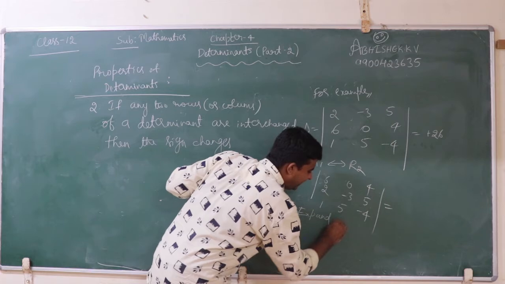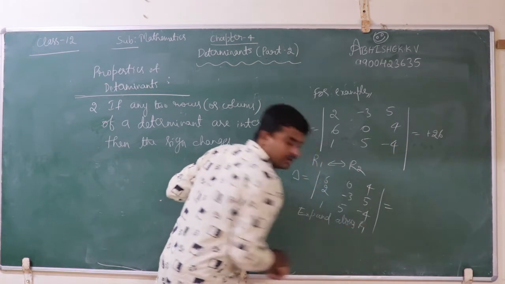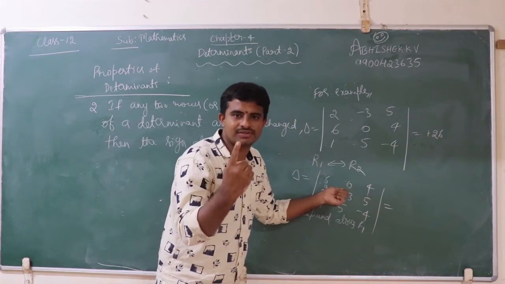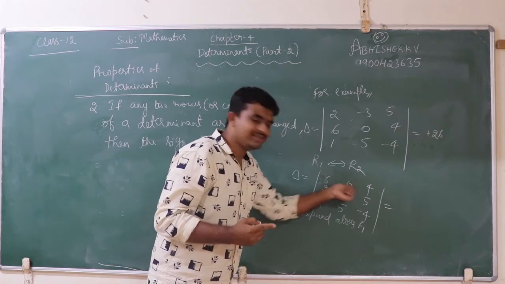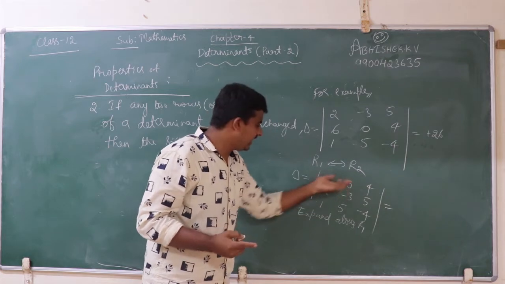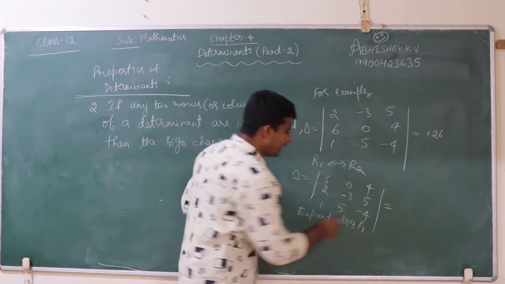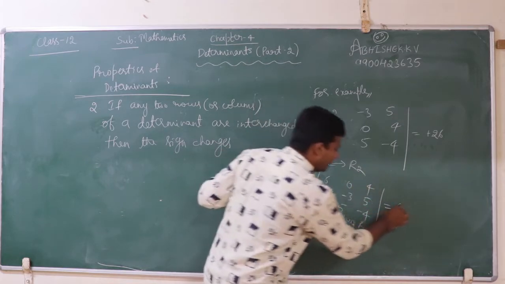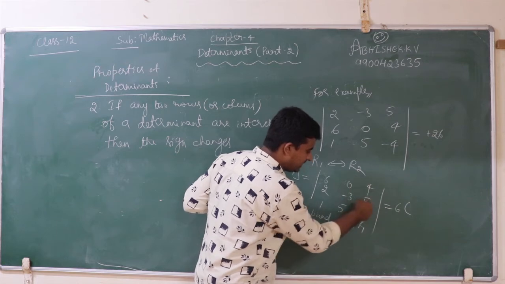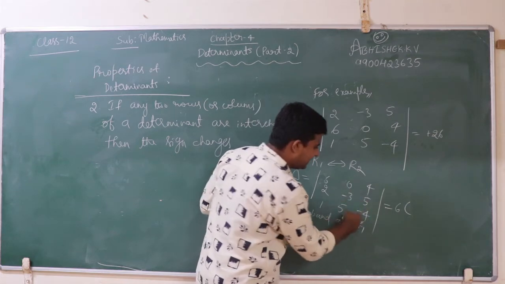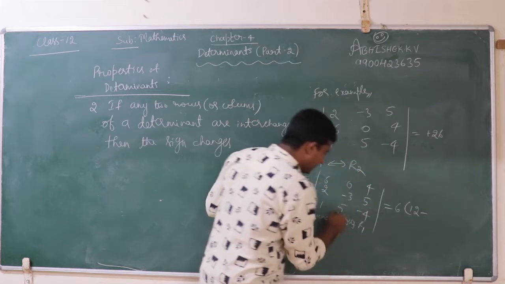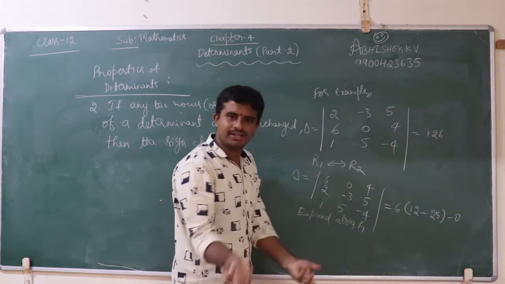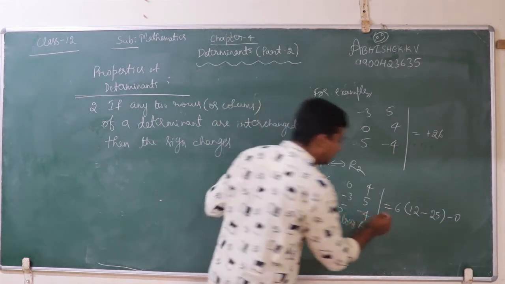Now I am going to expand along R1, since this determinant has a zero in R1. Therefore, it is easy to calculate along R1. Plus 6 into, deleting the first row and first column, we are remaining with this determinant: minus 3, 5 and minus 4. Minus into minus plus 12, minus 5, 5 is 25. Then minus 0. 0 into anything is 0, so no need to calculate that. Then consider the next one.